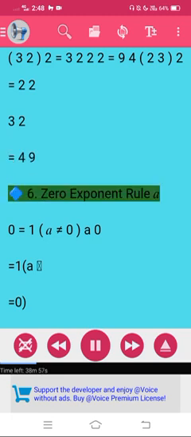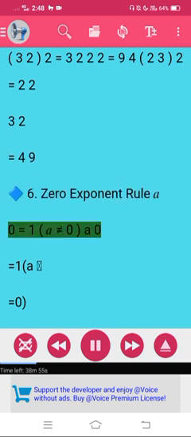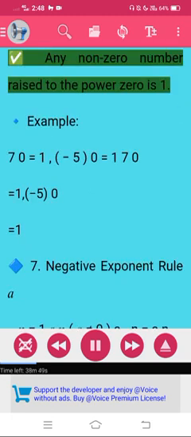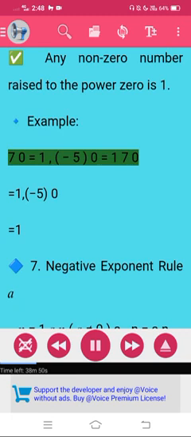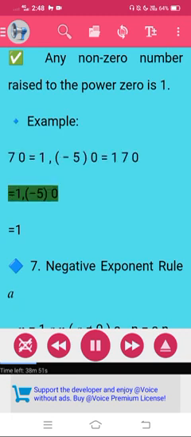6. Zero exponent rule: a⁰ = 1, a ≠ 0. Any non-zero number raised to the power 0 is 1. Example: 7⁰ = 1, (−5)⁰ = 1.